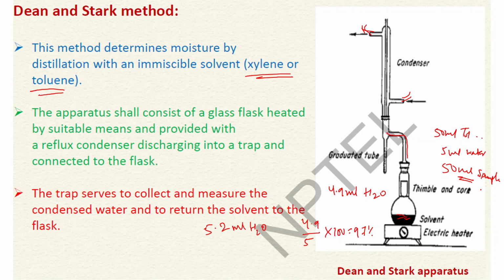Since the crude oil, toluene and water are not miscible, two-phase formation will be there, toluene with crude oil, and then water, depending on the density. Suppose we got 5.2.